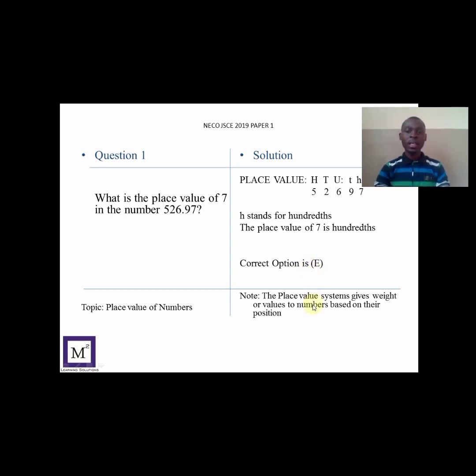Key concept: the place value system gives weight or values to numbers based on their position. So the position here determines the value that 7 has, and that is 100.